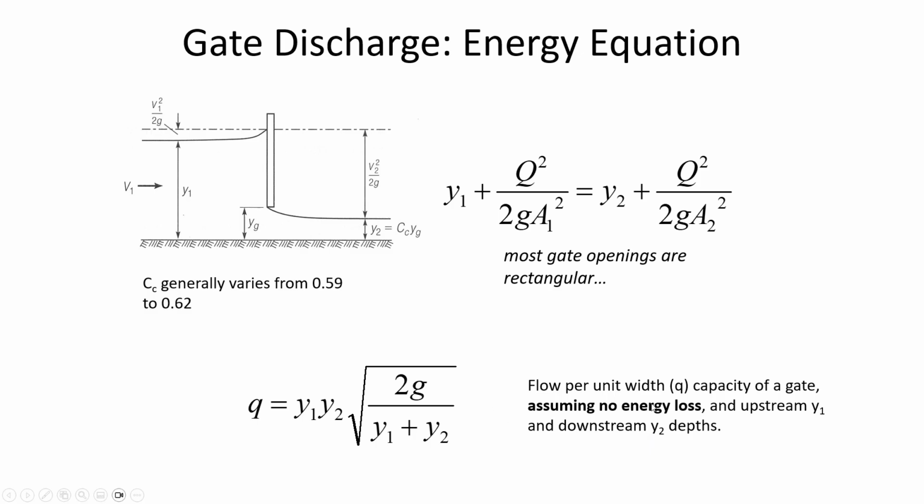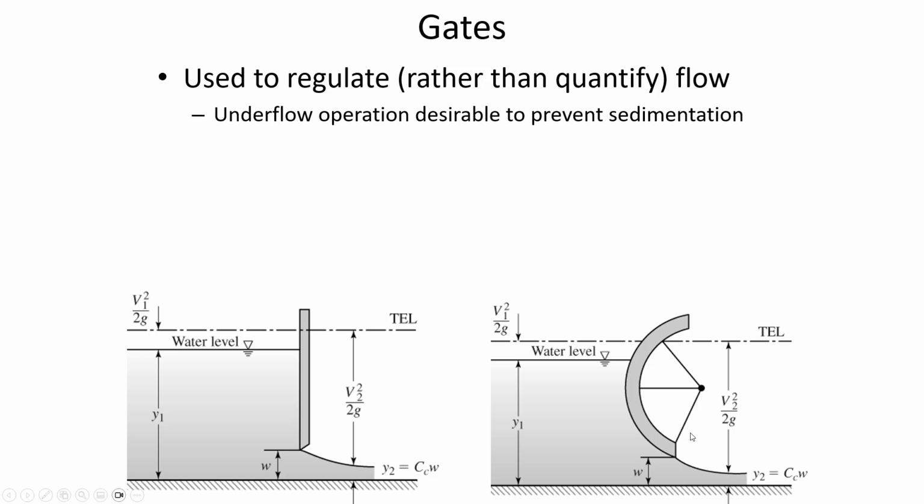So assuming no energy loss doesn't really do us a lot of good because we are going to need to account for the energy loss for fluids that have viscosity like water. So gates like this are used to regulate the flow rather than quantify it. So we talked about broad-crested weirs. They don't do anything to regulate the flow in a dynamic way because it's a fixed object. It can't be easily taken in and put out. It's just there, and the purpose of the broad-crested weir is to quantify the flow.